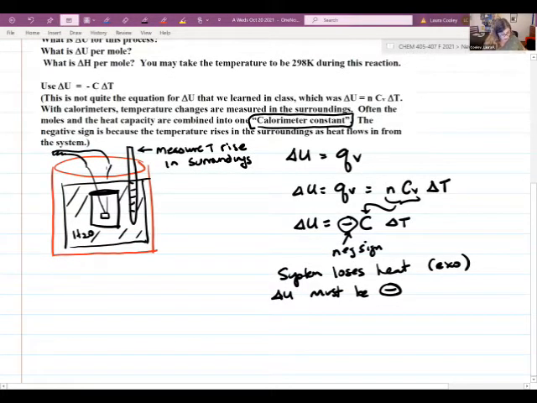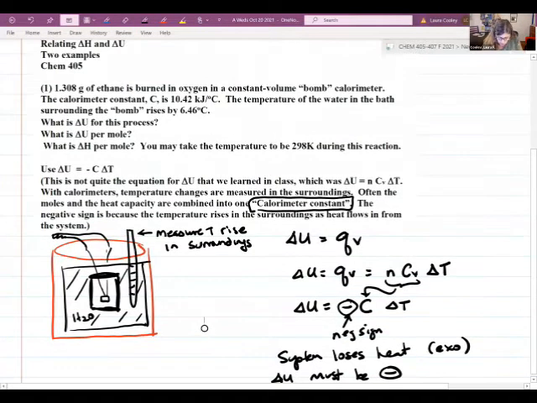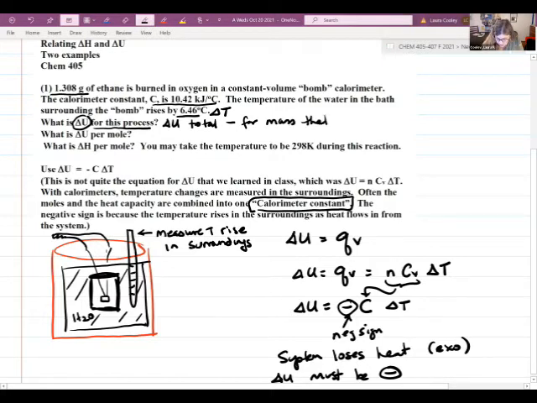So that's the first thing. That's what's going on in this problem, is we have it happening in this constant volume calorimeter surrounded by water. And so what you're asked to find out, you're given this calorimeter constant and you're given the temperature rise, the delta T, and what you're asked to figure out is the delta U for this process, which means for the 1.30 grams of ethane. I sometimes refer to this as delta U total. This is for the mass that's reacting. It's not for one mole, it's just for 1.308 grams of ethane.